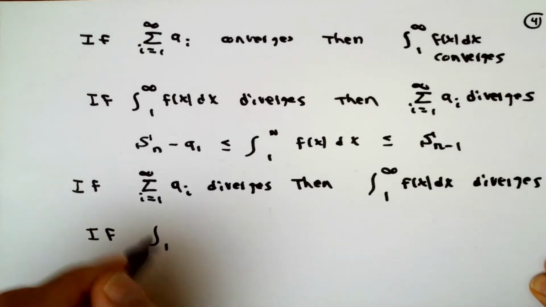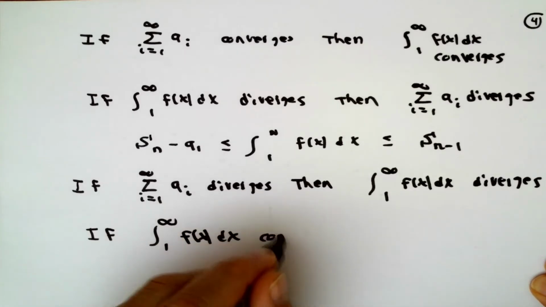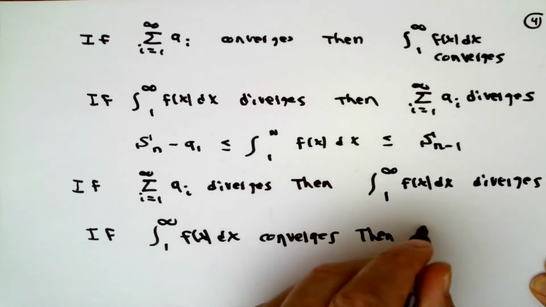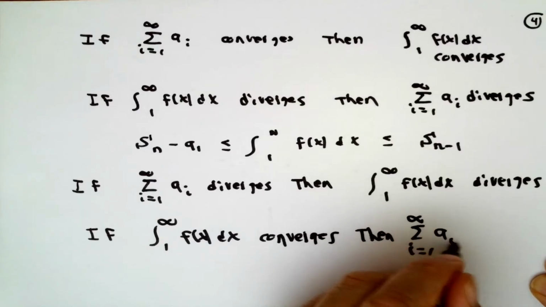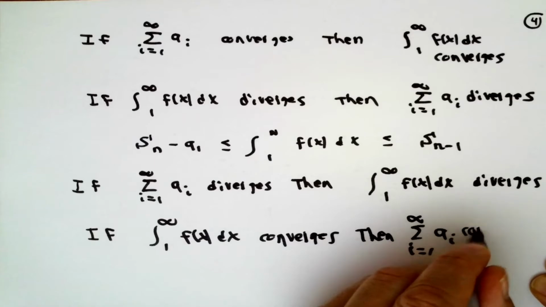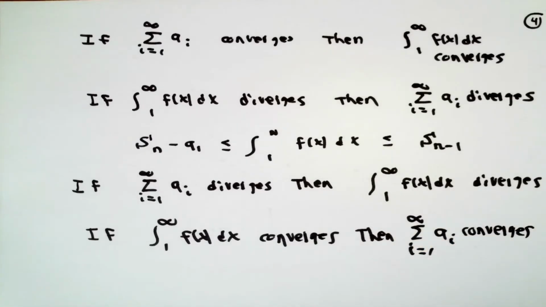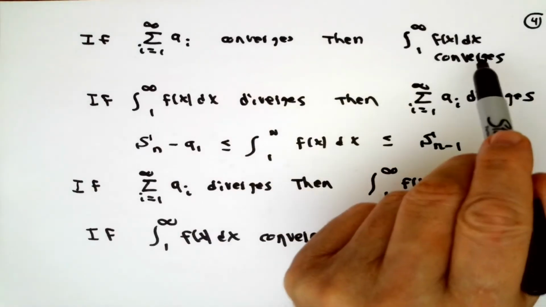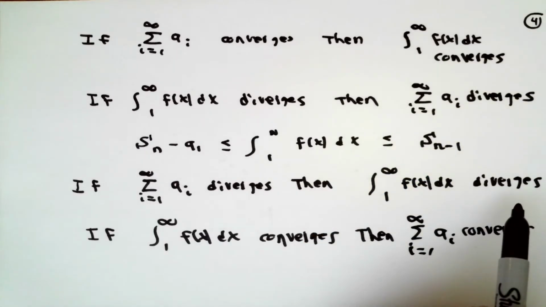If the integral from 1 to infinity of f of x dx converges, then the sum from i equals 1 to infinity of a_i fails to diverge, and now we see that the integral test is valid. If the series converges, so does the integral. If the series diverges, so does the integral.